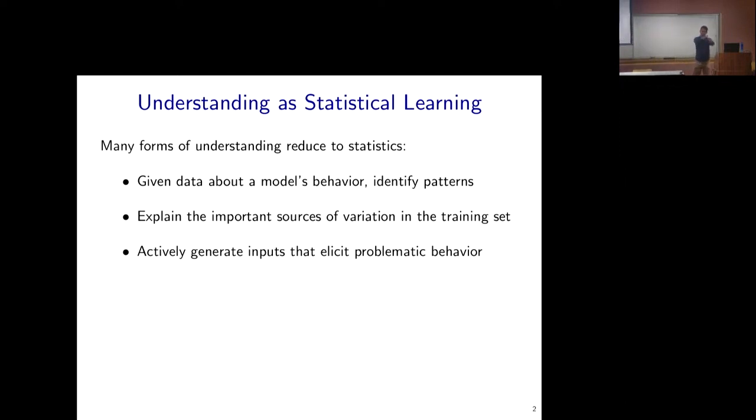Like, on this subset of inputs, coding models are more likely to have security vulnerabilities. Another thing we might care about is to explain the important sources of variation in the training set. What is actually going on in the training data? Maybe there are certain biases in the training data that we care about and might want to correct. Another thing is maybe we want to do some form of active learning: actively generate inputs that elicit some problematic behavior, or at least try to elicit it to see if it's there so that we can fix it.